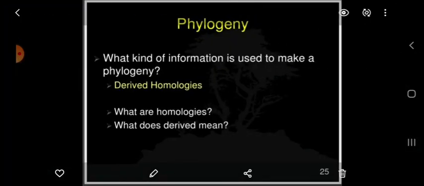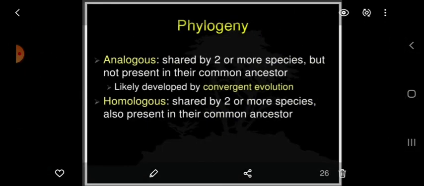Phylogeny. What kind of information is used to make a phylogeny? What are homologies? What does derived mean? Analogous: shared by two or more species but not present in the common ancestor, likely developed by convergent evolution.